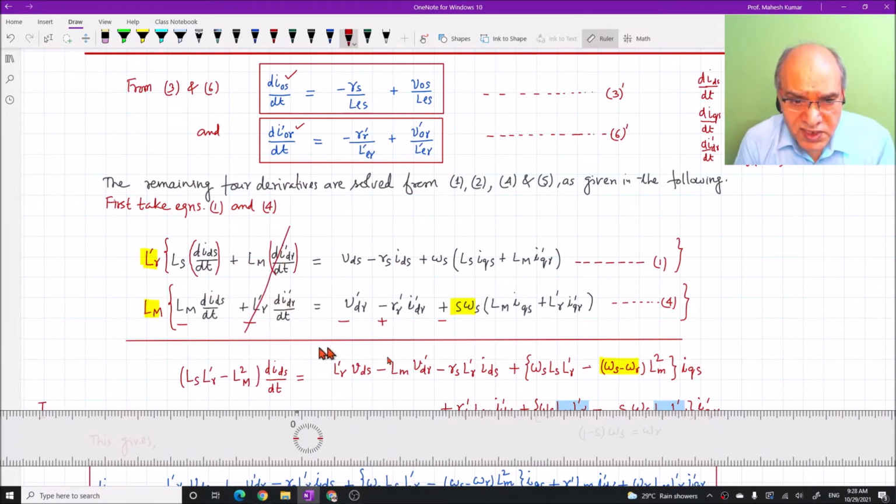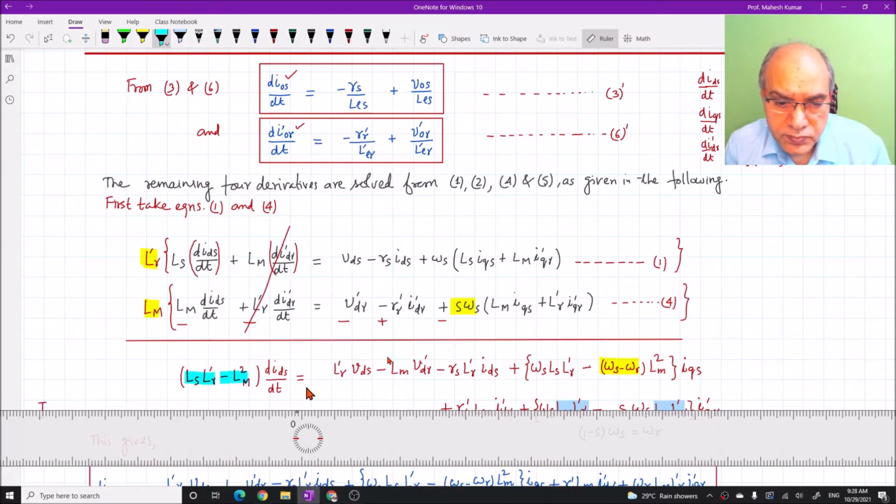On the left hand side we will get (LR' LS − LM²), because this is LM into LM into dids/dt. And on the right hand side, these terms minus this term become simply LR' into VDS, because we have to multiply by LR'. So this first term is LR' into VDS.